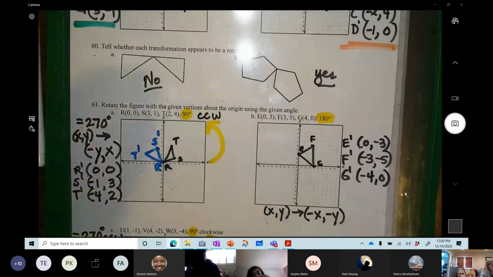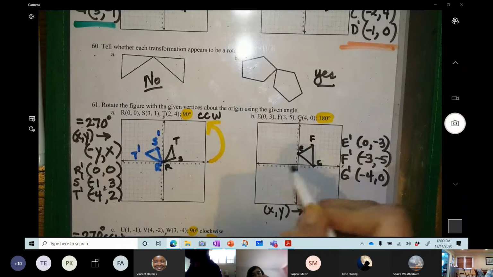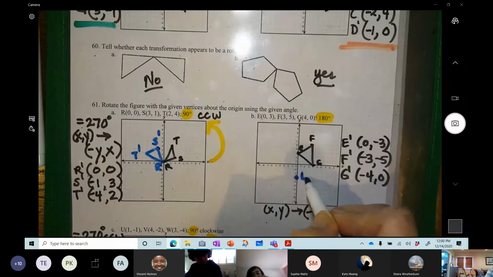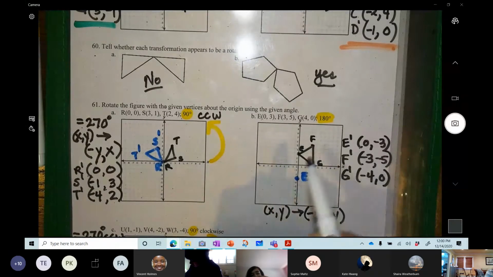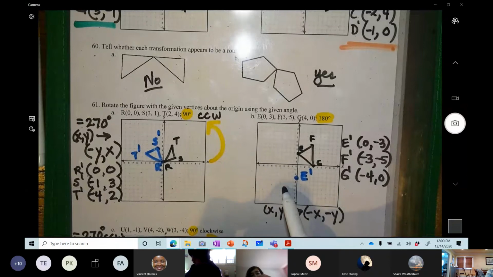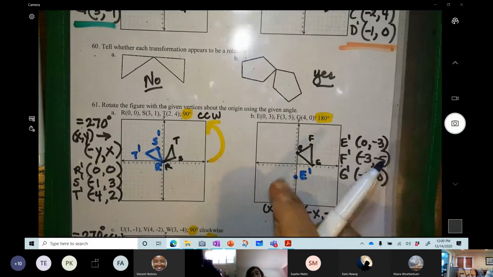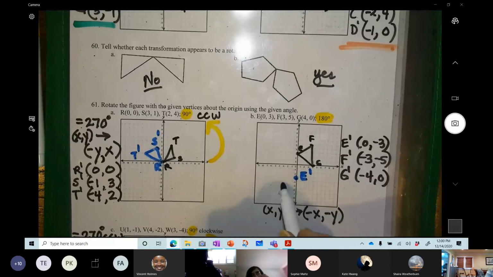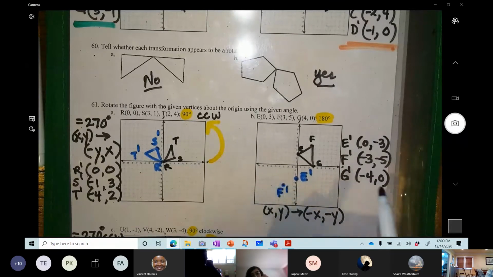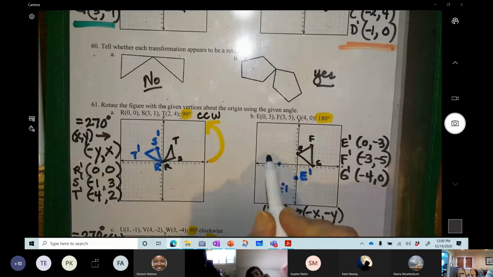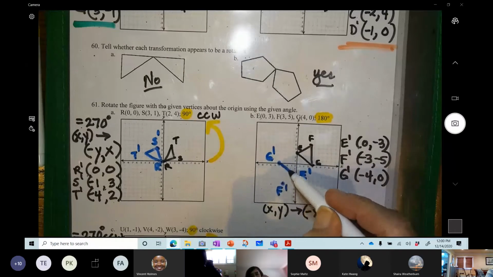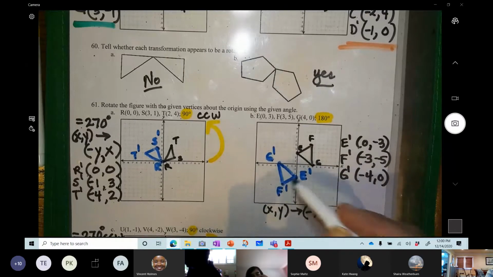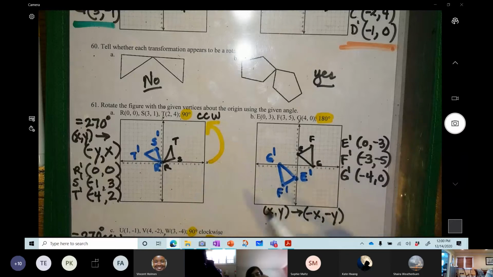So again, I'm going to use a different color. Let's see if this one works. Okay, so I've got 0, -3 for E prime. I've got -3, -5. Nope, I'm 1 off. 5. Yeah, for F prime. And for G, I've got -4, 0, which is right there. And even though this is a little fat, that does look like the same thing, rotated 180 degrees.